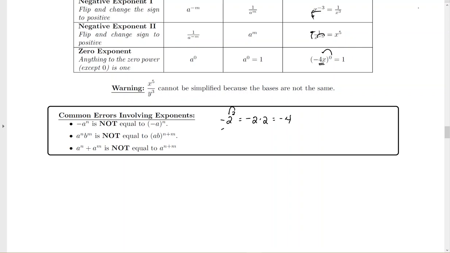However, if I put the negative 2 inside parentheses, now my base is negative 2, and that's what I write down twice. And a negative times negative will come up positive 4. So you've got to watch whether it's inside parentheses or not. If the bases are different, again, you can't do anything with the exponents. And if there's addition between two bases, you can't do anything with the exponents. It's only if you multiply like bases that you add the exponents.